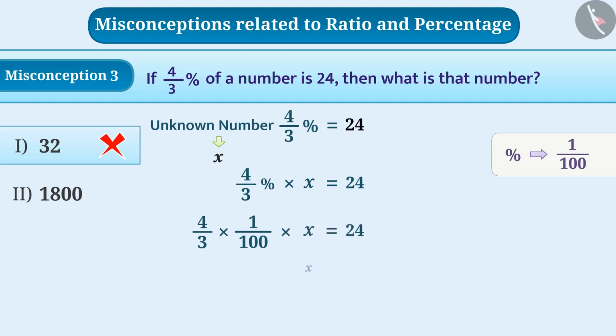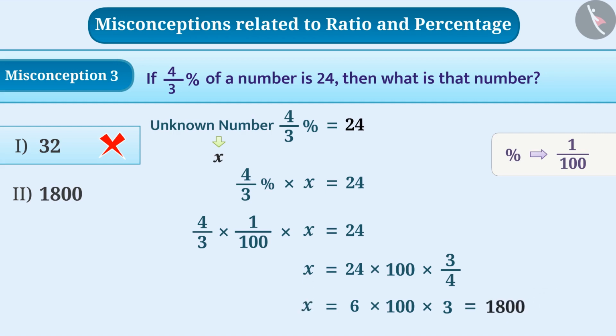This can be written as x is equal to 24 multiplied by 100 multiplied by 3 by 4, which is equal to 6 multiplied by 100 multiplied by 3, which is equal to 1800. In this way, we get the value of the unknown number as 1800. Therefore, option 2 is the right answer.